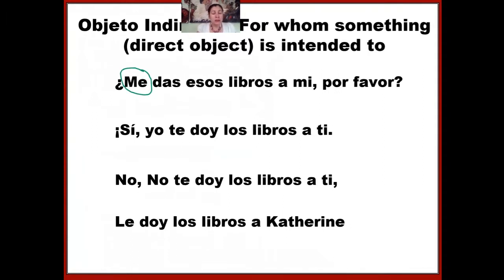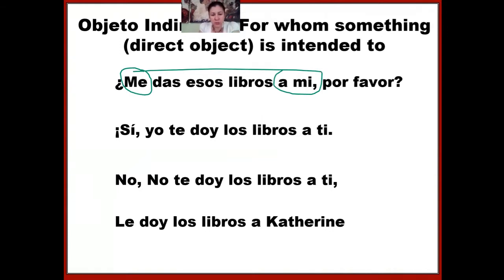For whom are the, what? What is being given here? The books, right? And they are intended for me. So, me and a mí, those two are pieces of what we call indirect object. And me is the indirect object pronoun. And a mí is called a prepositional phrase, which I'll explain in a minute later.